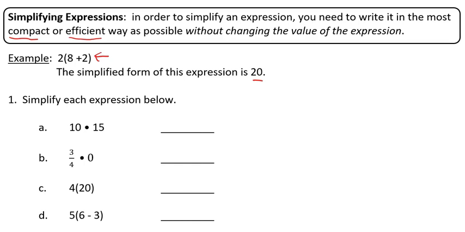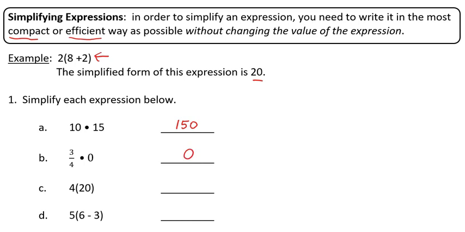As this module continues, we'll be looking at simplifying different types of expressions. So this is just practice using numbers here. So in this first section, it says to simplify each expression below. Question A is 10 times 15. So I could say that 10 times 15 is 150. In question B, I have 3/4 times 0. Well, anything times 0 would be 0.